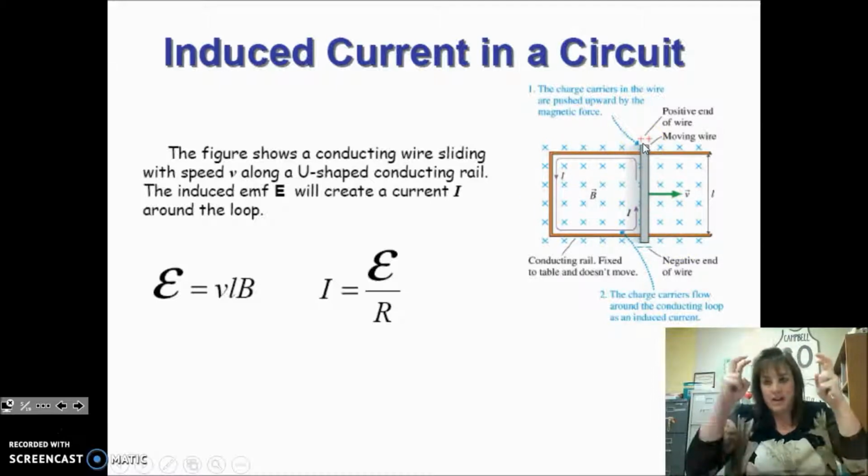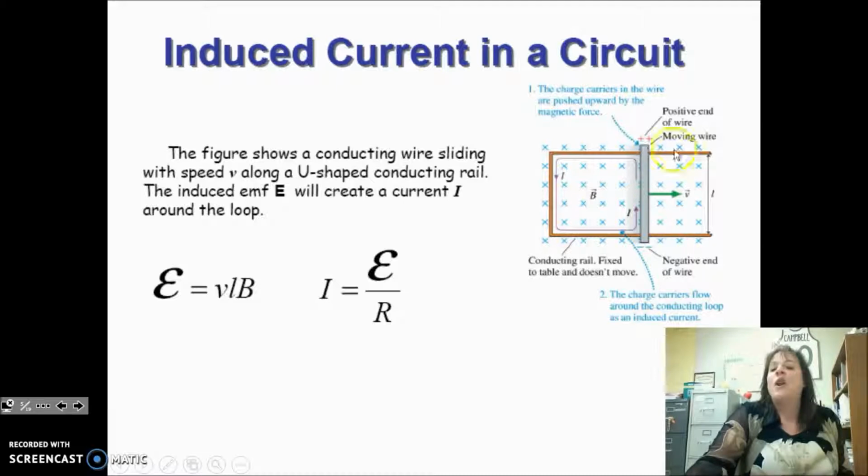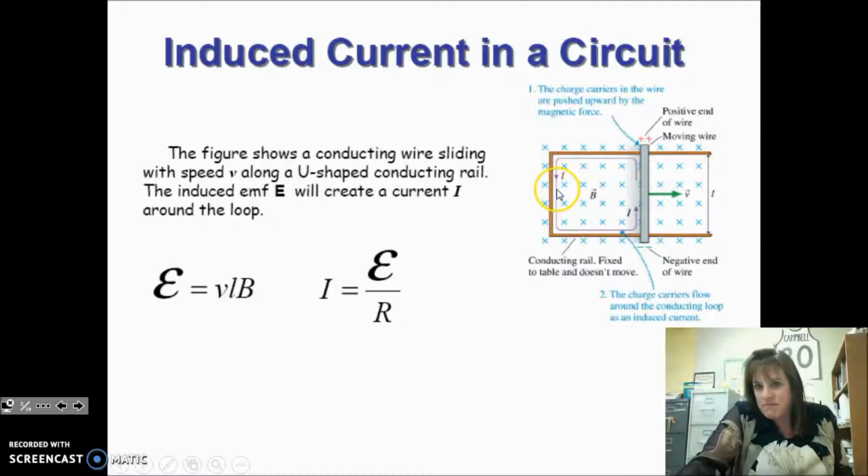Positive charges, right? Because we follow conventional current, which is the flow of positive charges, even though we know it's negative charges that are moving. So our positive charges accumulate here. And so we follow the flow of positive charge in conventional current, which means that the current is flowing counterclockwise. We're also going to talk in class about how else we can figure out the direction of the current in this wire loop here.